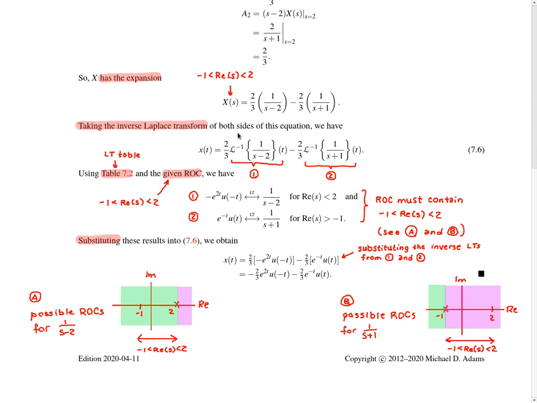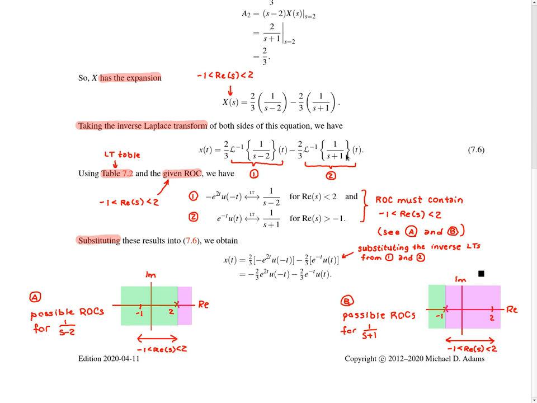Now that we have the partial fraction expansion of big X, we can proceed to take the inverse Laplace transform of big X. And using the linearity property of the Laplace transform, we can trivially obtain this next line here, where we now have two inverse Laplace transforms we need to calculate. The inverse Laplace transform of 1 over s minus 2 and the inverse Laplace transform of 1 over s plus 1.